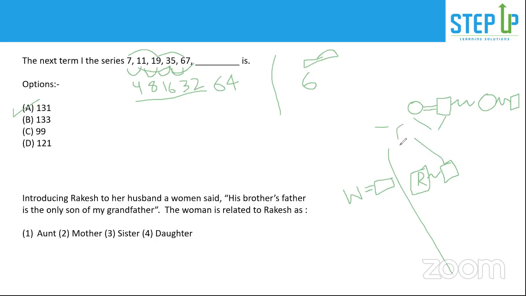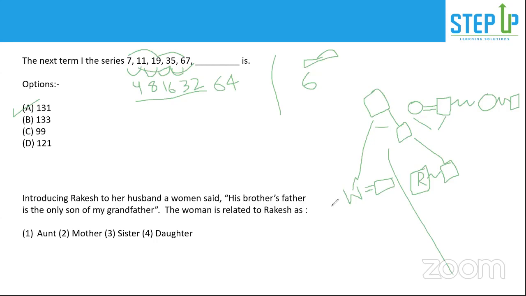His brother's father is the only son of my grandfather. This guy is the only son of my grandfather. And this woman is saying this is the grandfather, right? If this is the grandfather, only son of my grandfather, that means this is also connected to this lady. Correct. And that means you can figure out that this and this one are siblings. Should I explain again?